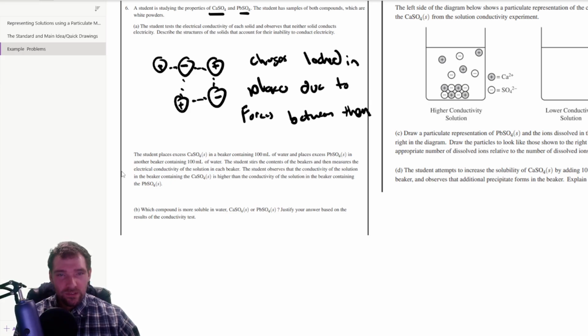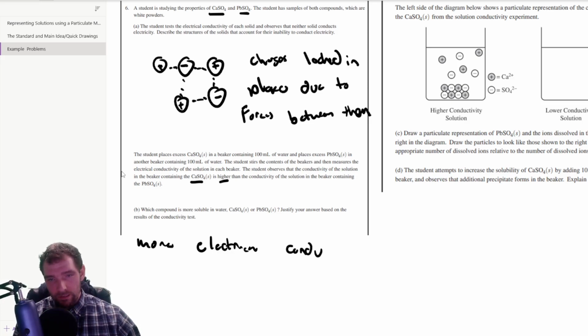And then we've got these two things that are being dissolved in water. And then we're looking at the electrical conductivity. And it looks like calcium sulfate is higher than that of the PbSO4. And so if it's conducting more electricity, that means there's more ions in solution. So more electrical conduction equals more ions in solution.